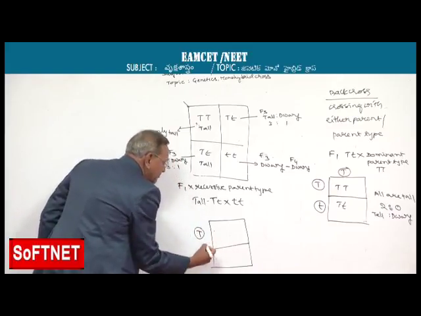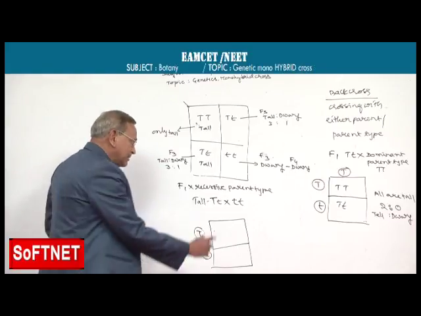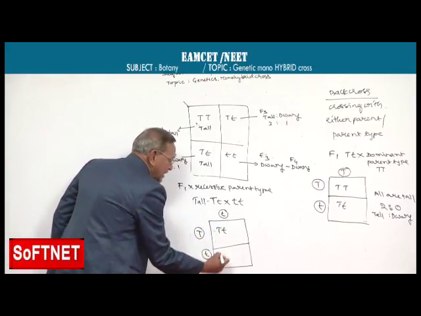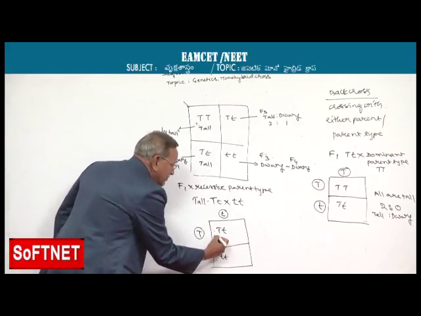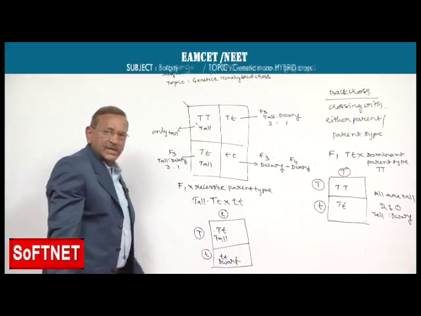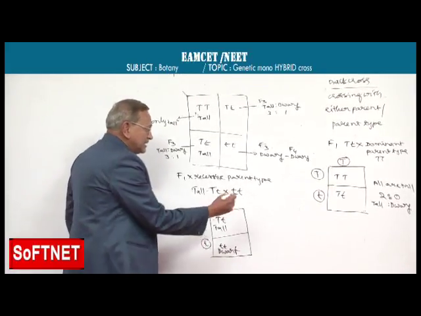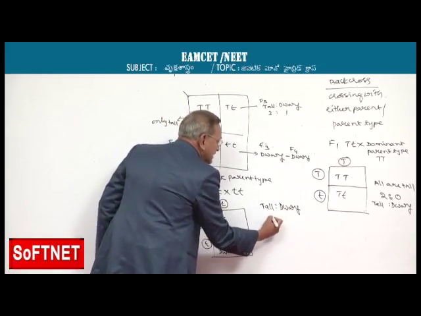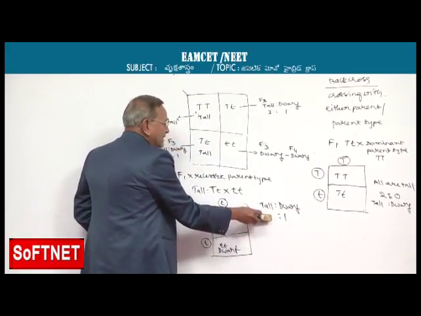50% of gametes contain capital T, the remaining 50% contain small t, and all gametes of the other parent contain small t only. This is capital T small t, small t small t, and this is its genotype. Its phenotype is tall, and its phenotype is dwarf. So what is the ratio of tall to dwarf here? Tall to dwarf here is 1:1.